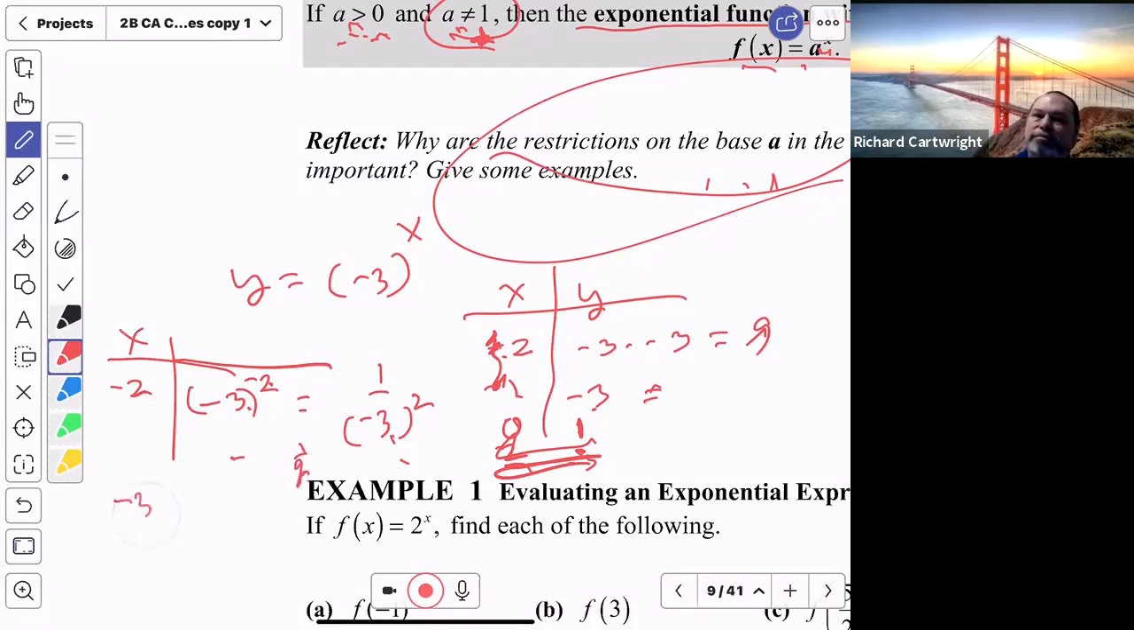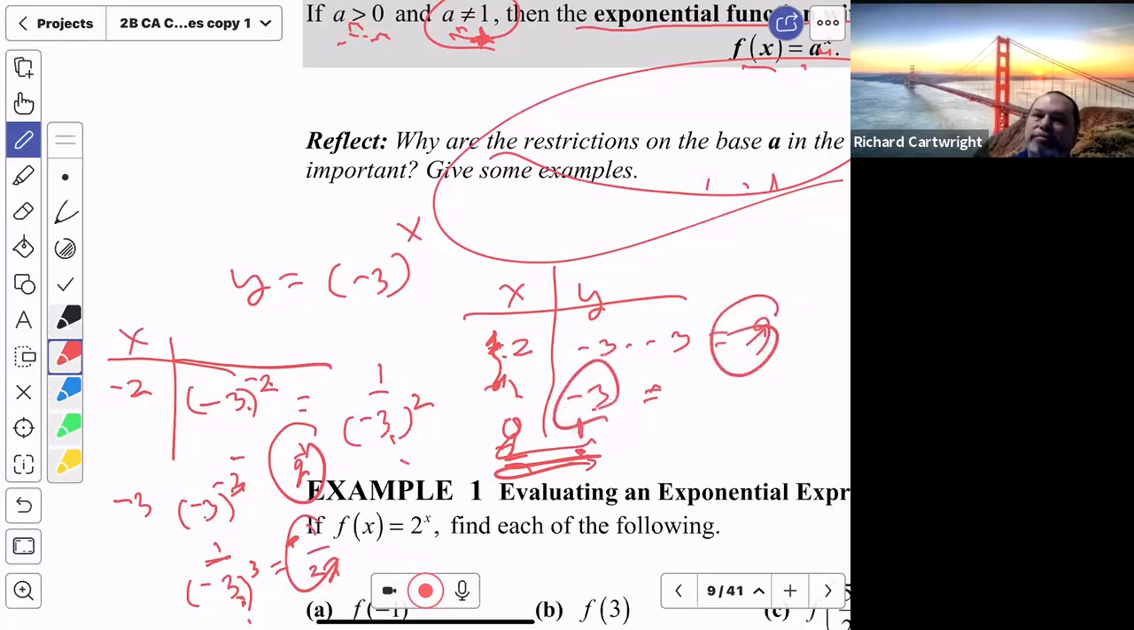What about negative 3? Negative 3 to the negative 3 means 1 over negative 3 to the third power. Uh-oh, that's going to be negative, because a negative times a negative times a negative is still negative. Now it becomes negative 1 over 3 times 3 times 3, which is 27. Look what's happening. It keeps switching places, positive, negative.